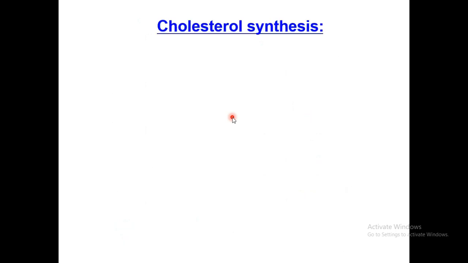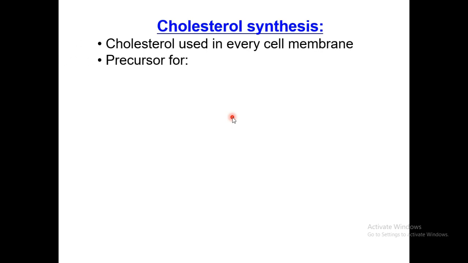Okay. Next is cholesterol synthesis. So yeah, remember that cholesterol is also a very important topic in nutrition. So that's why we have to discuss how the body produces cholesterol. Okay, so cholesterol is used in every cell membrane. So cholesterol is the precursor of bile salts, vitamin D, okay, as discussed.